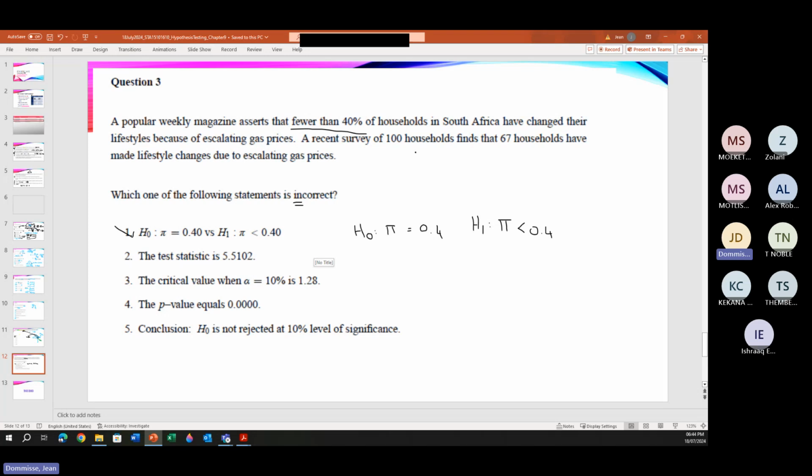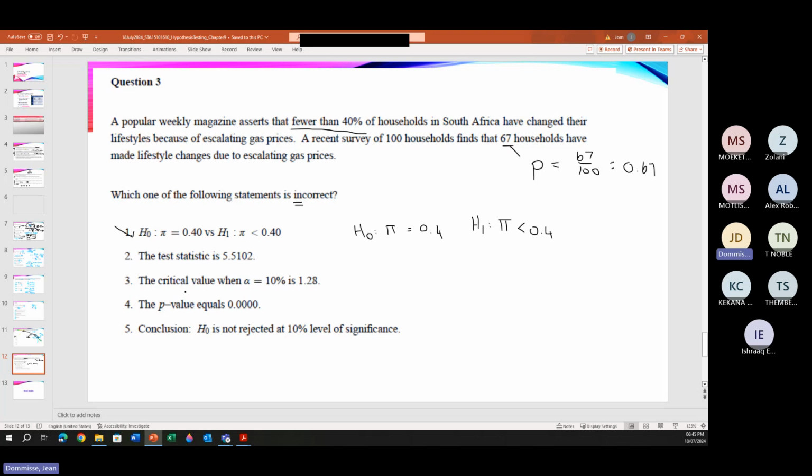Okay, so let's see what else. A popular weekly magazine asserts that fewer than 40% of households in South Africa have changed their lifestyles because of that. A recent survey of 100 households finds that 67 households have made lifestyle changes. Okay, so that tells me that the P is 67 out of 100, which is 0.67.